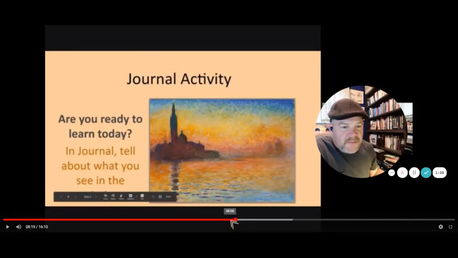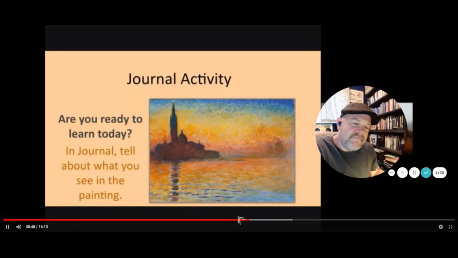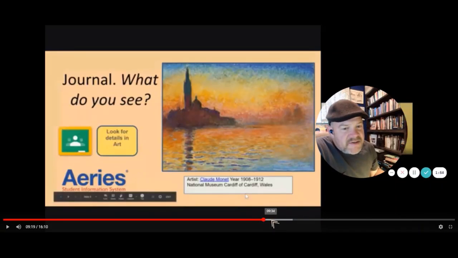Then I reminded them of a journal activity that they had done earlier in the week, where they looked at the painting and described what they saw. Colors in it. The water. What do you see, Lily? I see like a castle, but it's more like Disneyland. So, did you hear that? She's describing it like a castle, like Disneyland. So they're making some connections.